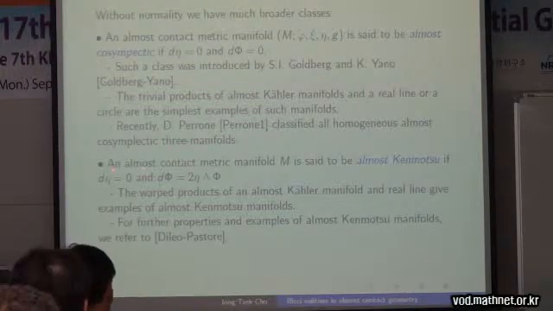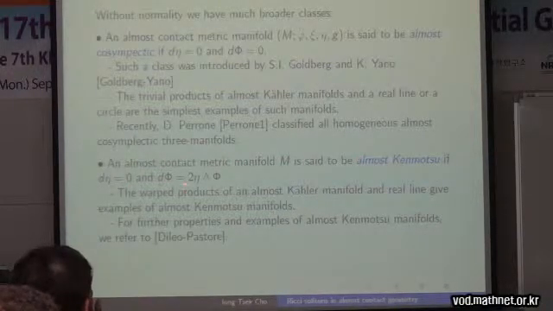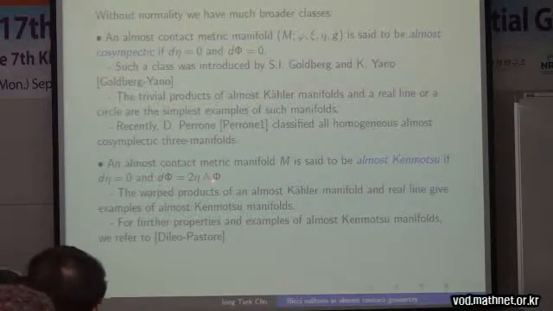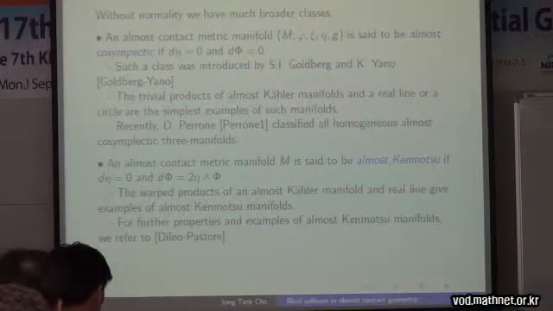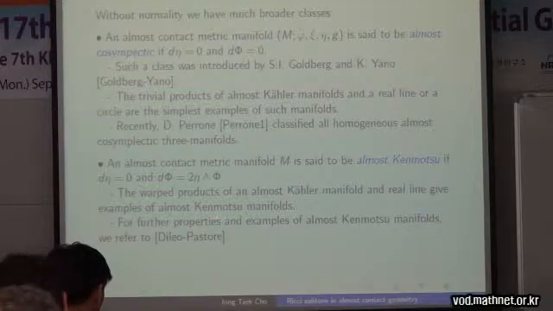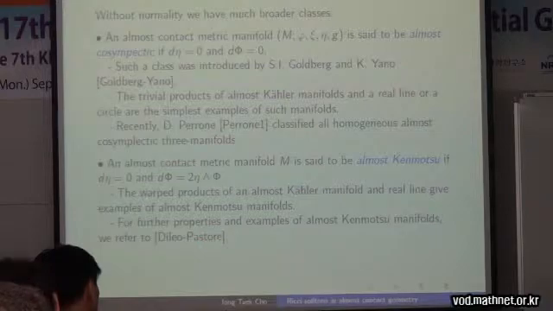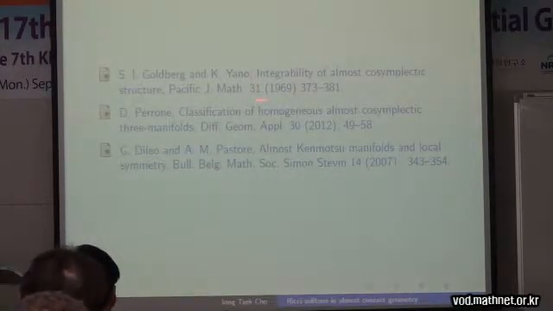Another one: an almost contact manifold is said to be almost Kenmotsu if d eta is 0 and d Phi is 2 times eta wedge Phi. The warped products of an almost Kähler manifold and the real line give examples of almost Kenmotsu manifolds. And for further properties and examples of such manifolds we refer to Dileo and Pastore's paper. Here are the Goldberg, Yano paper and Perrone and Dileo, Pastore's papers.